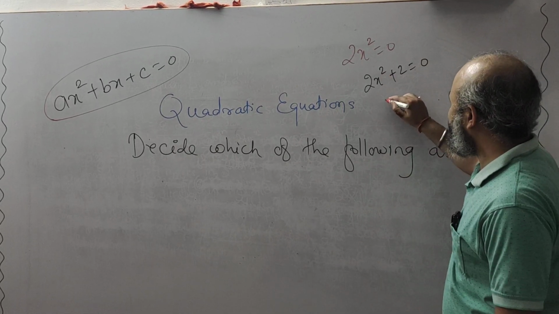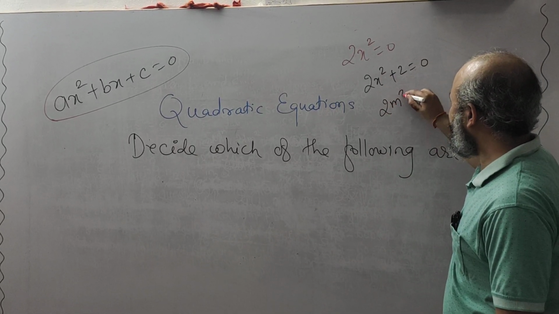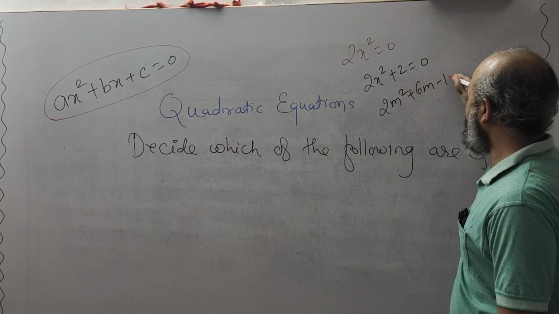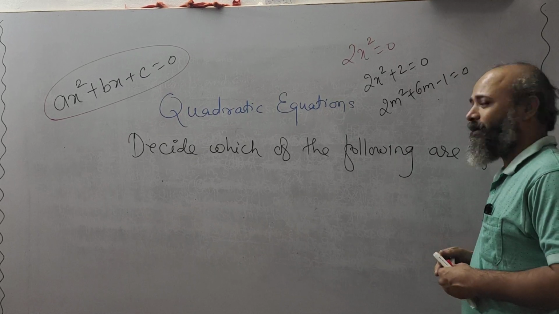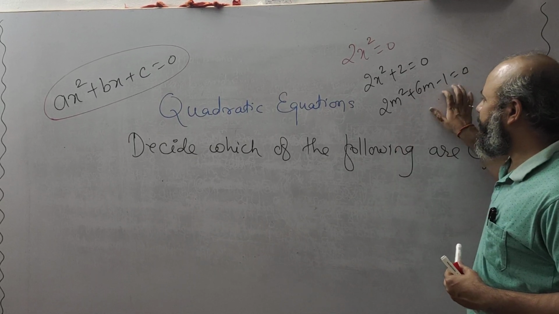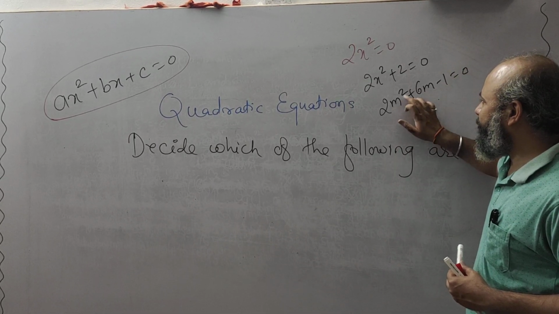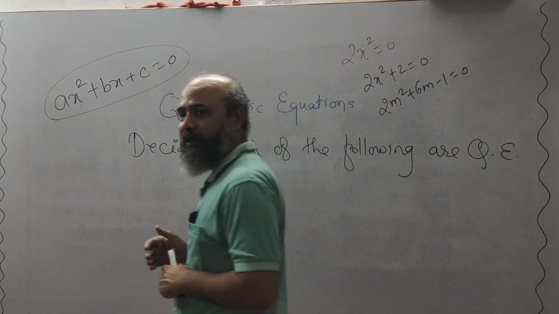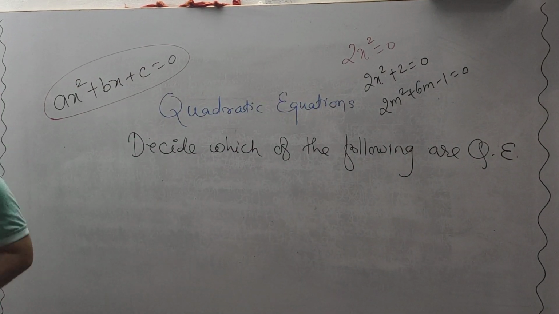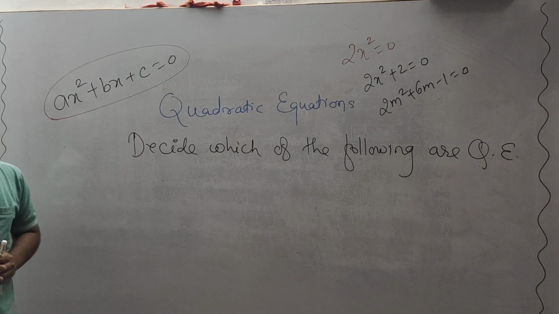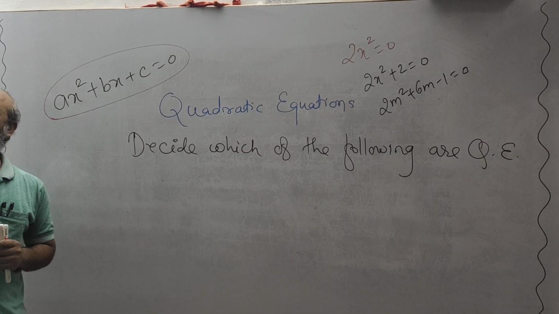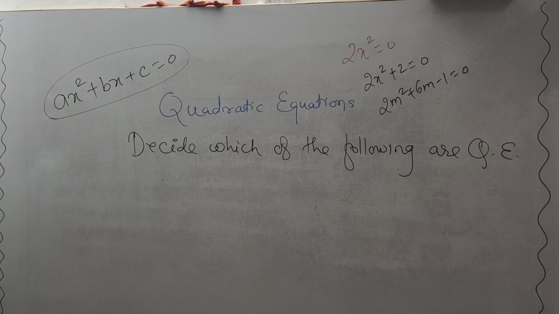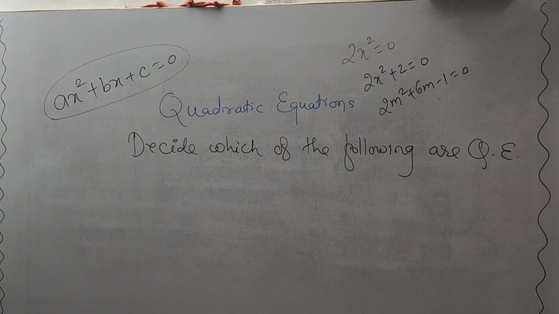If I write like this, 2m square plus 6m minus 1 is equal to 0, whether this equation is a quadratic equation? Yes, this is a quadratic equation because the highest degree of the variable is 2. Okay, student. So, to decide whether the given equation is a quadratic equation, keep in your mind that the highest degree of the variable should be 2, or the maximum degree of the variable should be 2.